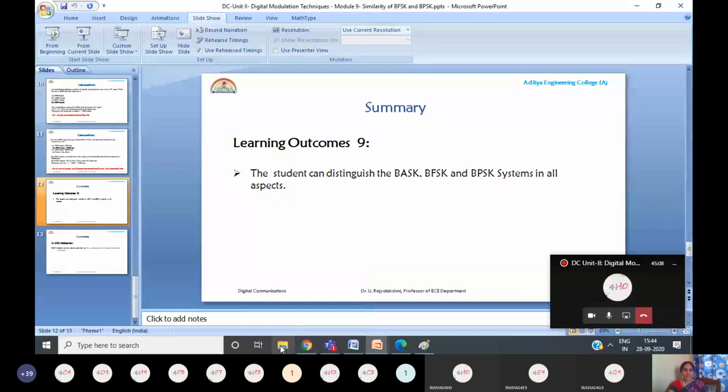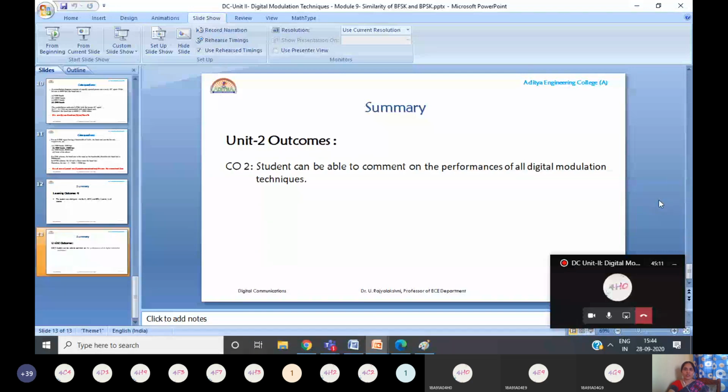Okay. Next, with this, we can conclude our chapter 2. After completion of this chapter 2, you should be able to compare all the different kinds of digital modulation techniques, ASK, FSK, PSK, like their generation principle, detection principle, and non-coherent and coherent versions. I think you can solve.